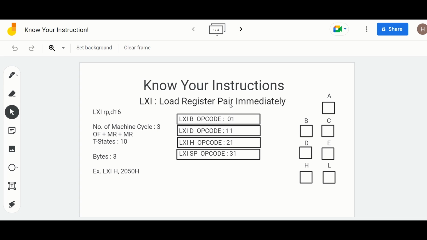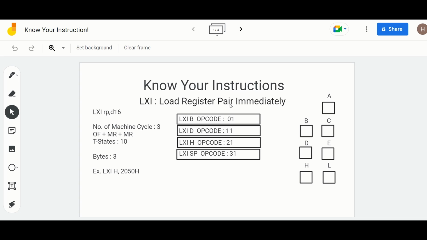This is a brand new playlist in which we are going to discuss different instructions of the 8085 microprocessor. We are going to call it Know Your Instruction, जिसमें हम एक एक करके 8085 microprocessor की instruction के बारे में discuss करेंगे. So today we are going to start with our first instruction.